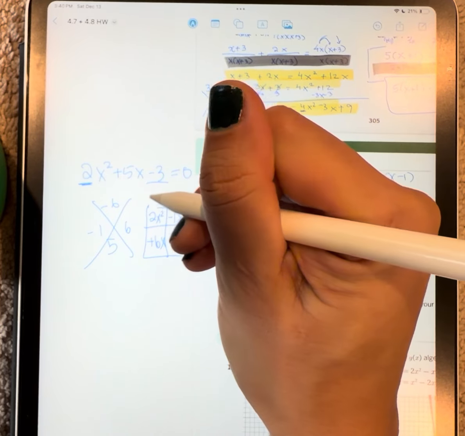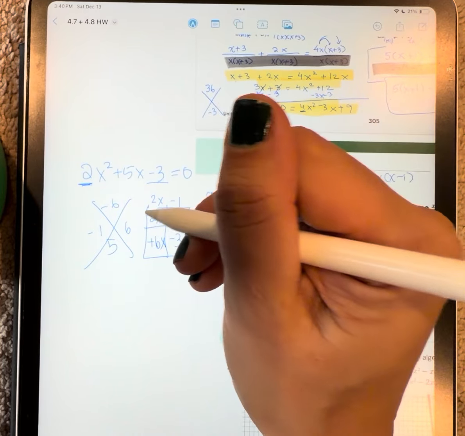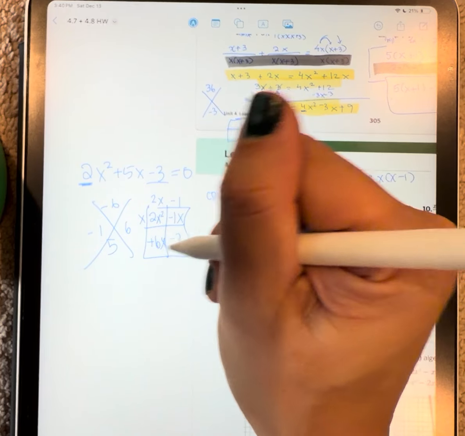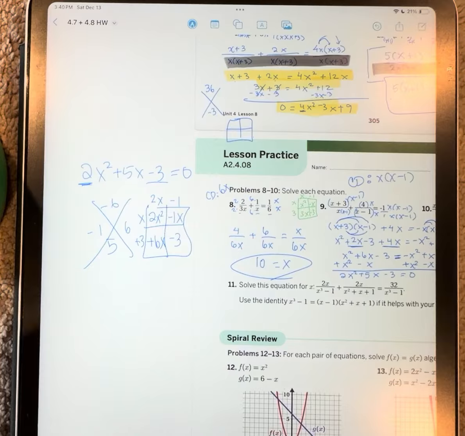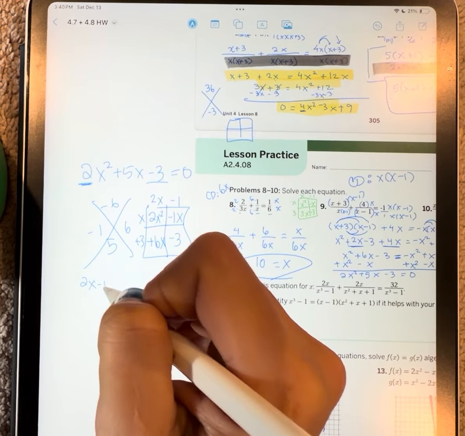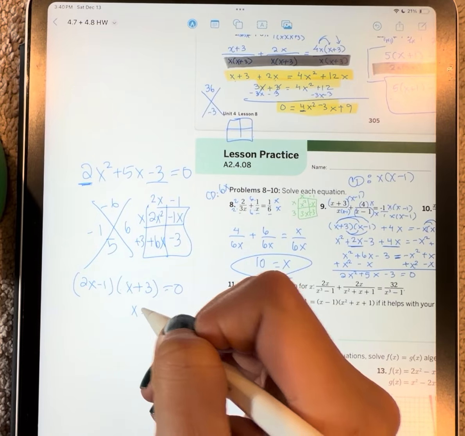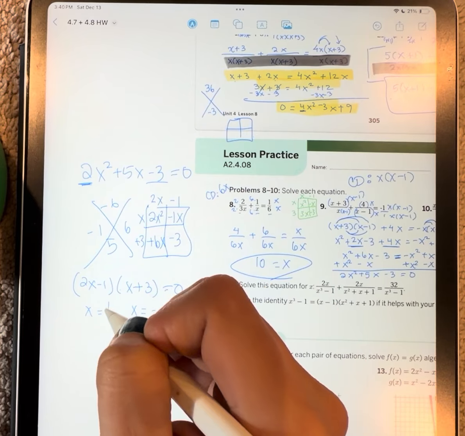I can take out of here a 2x and out of here a negative 1. And out of these guys, I could take out just an x. And out of these guys, I could take out a plus 3. So this is 2x minus 1 and x plus 3 equals 0. That means x equals negative 3 and x equals 1/2.